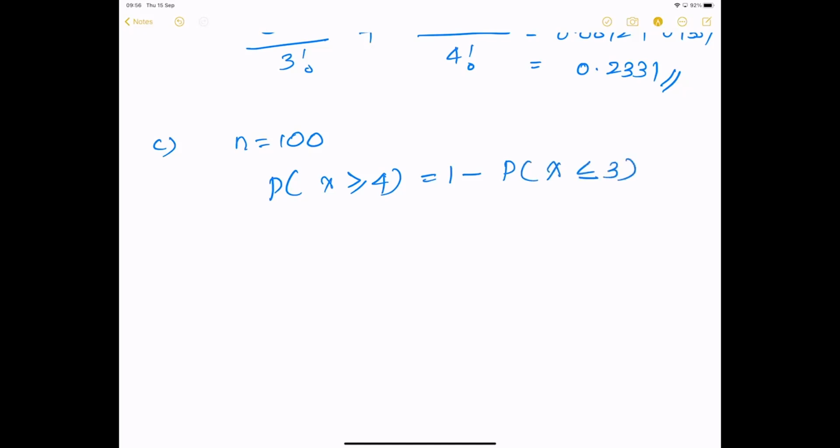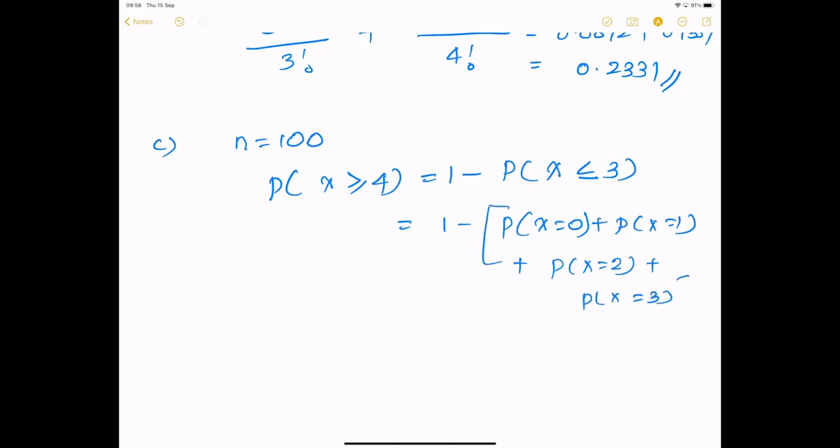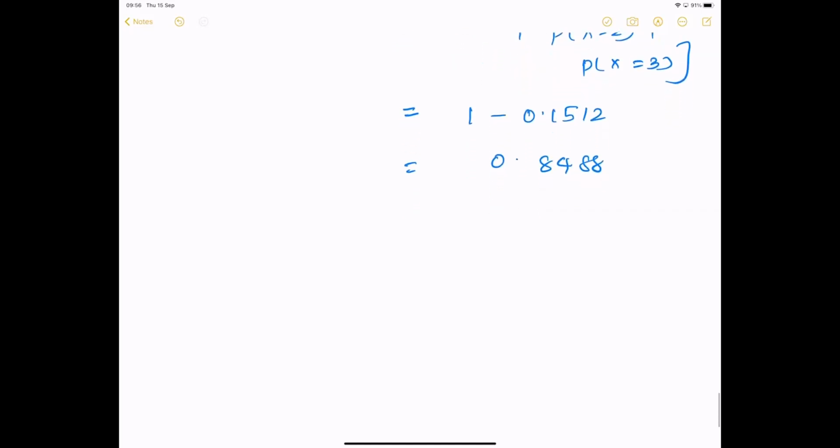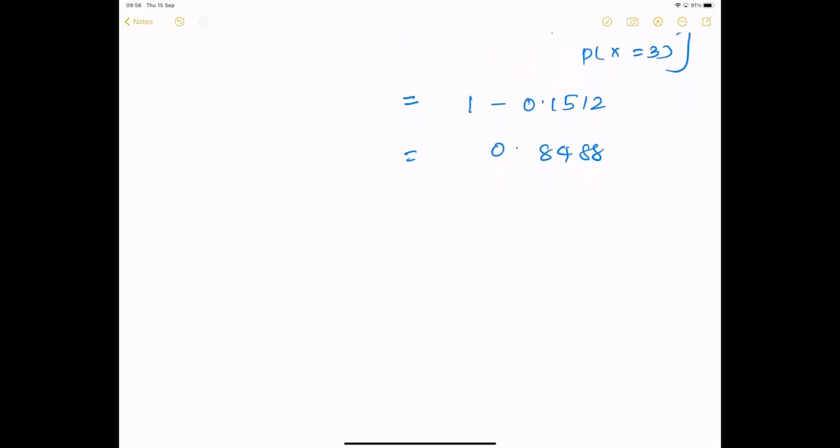Two, three, right? So this one should be 0, 1, 2, and 3, right? So this one should be 1, 5, 1, 2, right? You can simplify. The probability is 8, 4, 8, 8, right? But they are asking the number of cookies to be discarded, right?